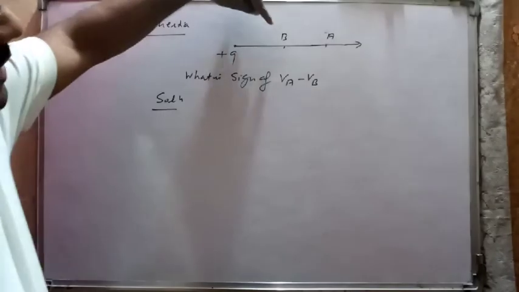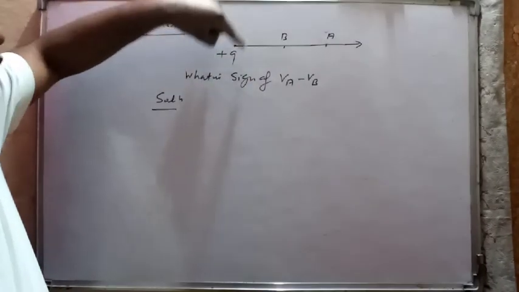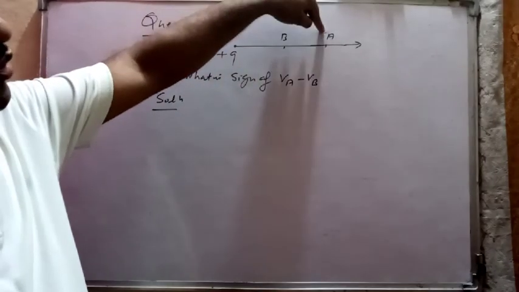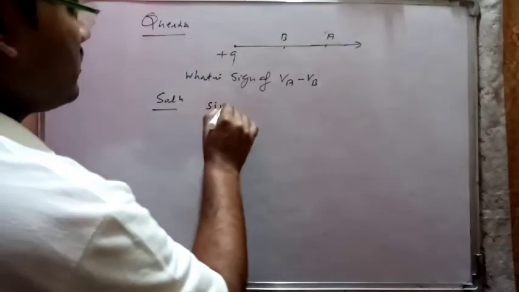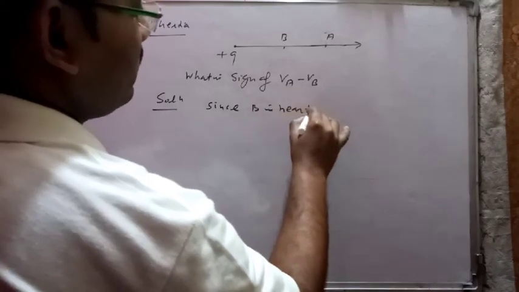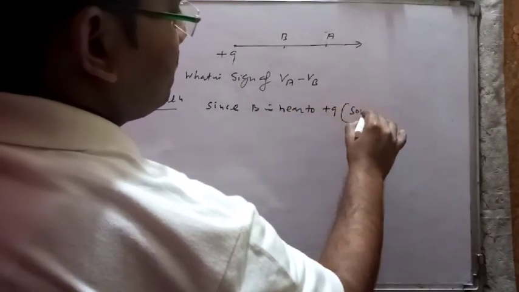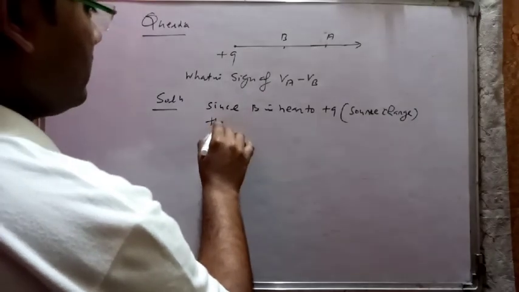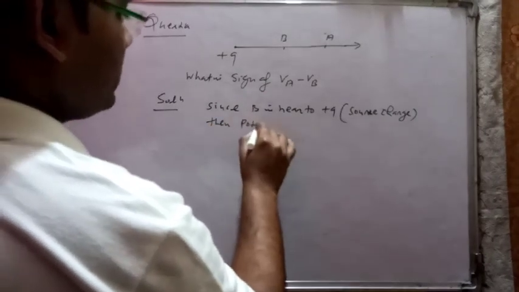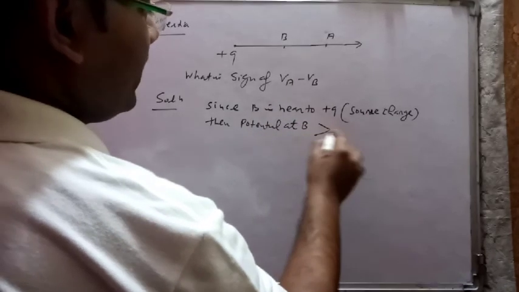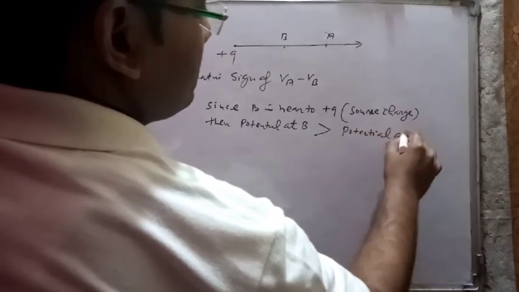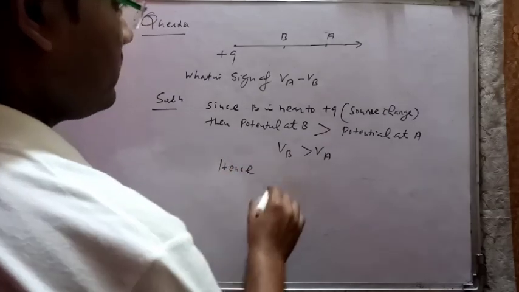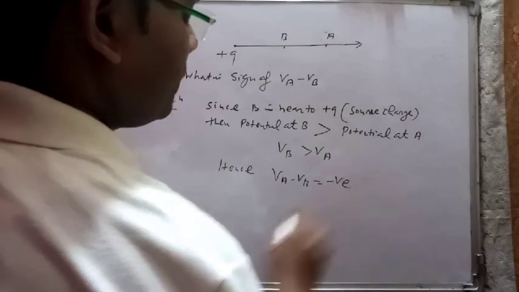Solution: since B lies near the source charge and the source charge is positive, the potential at B is greater in comparison to the potential at A. Since B is near to plus Q, the source charge, hence the potential at B is greater than the potential at A. That means VB is greater than VA, hence VA minus VB is negative.